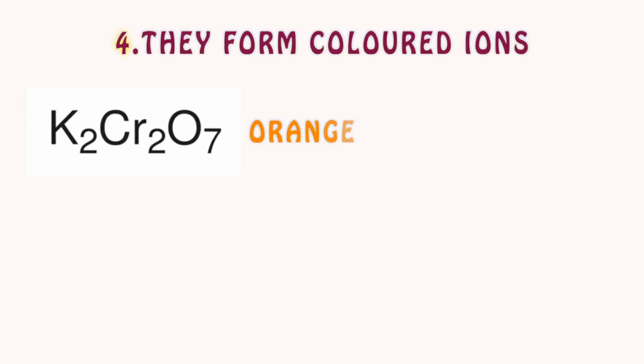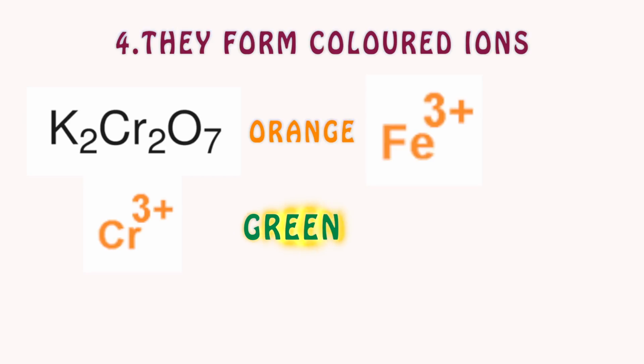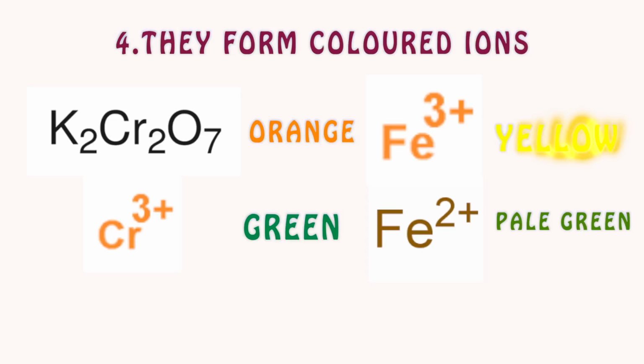Transition metals can form colored ions. Chromium 6+ ions in potassium dichromate are orange in color, but chromium 3+ ions are green in color. And you should recall this from studying alcohols in AS chemistry. Iron 3+ ions are yellow in solution, whilst iron 2+ ions are pale green in solution.